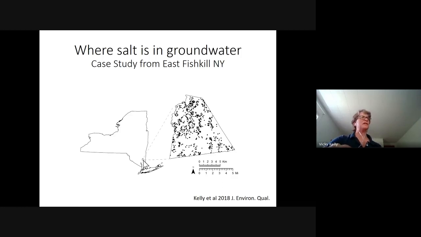And East Fishkill has a law on its books that says every time a property changes hands, is bought and sold, a sample needs to be taken of that drinking water well, and the sample analyzed and the data made public. So this provided us with a really rich data set of about 1,000 samples to use for a GIS analysis.